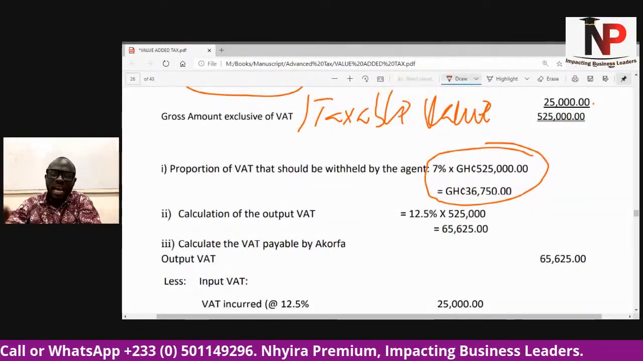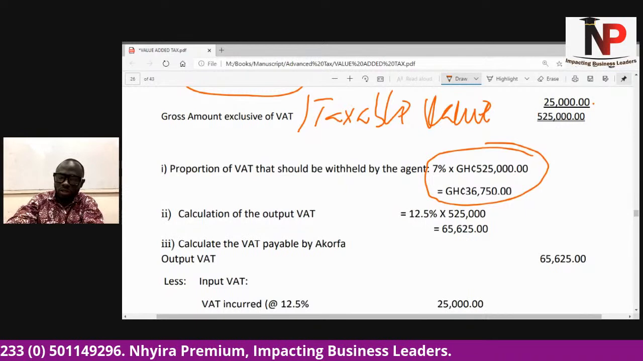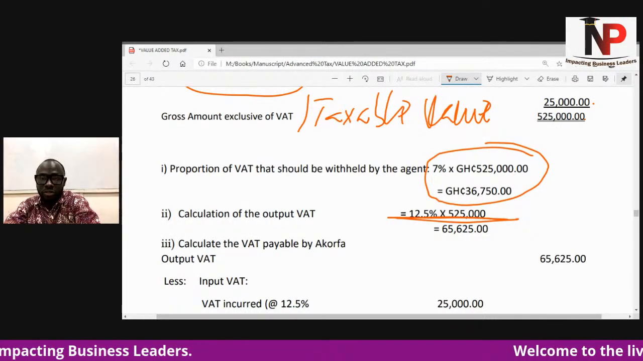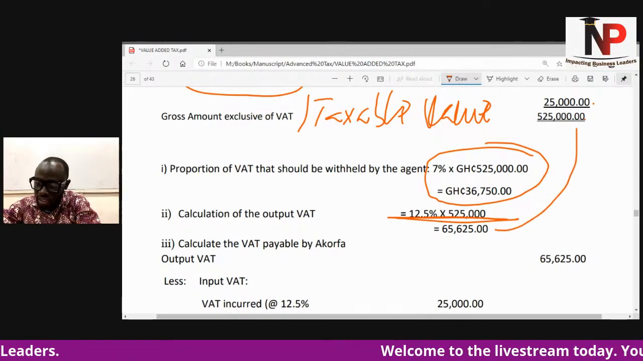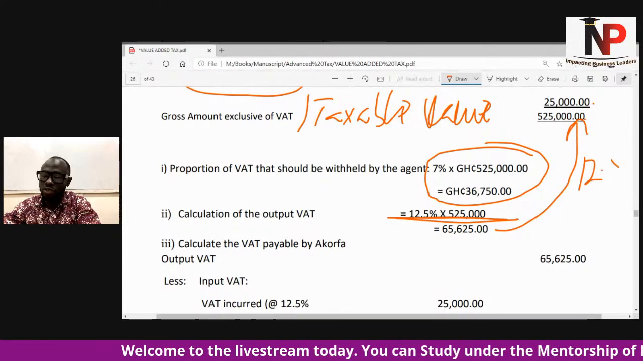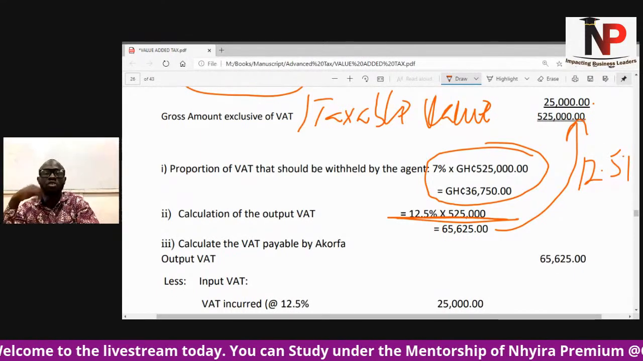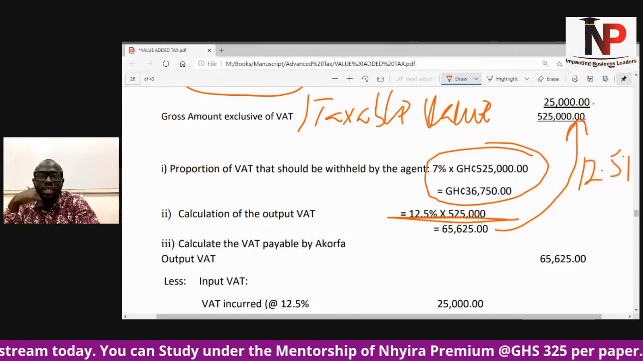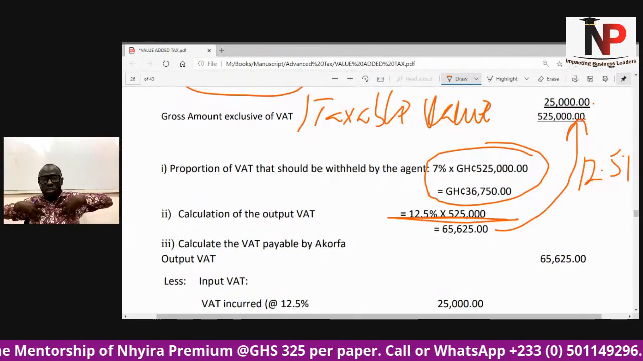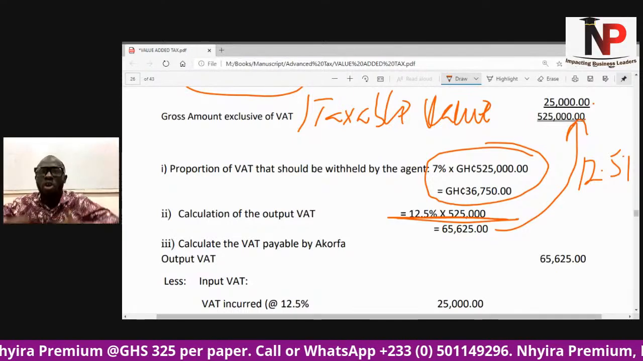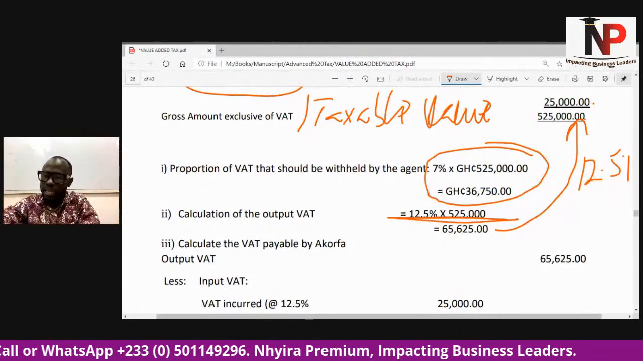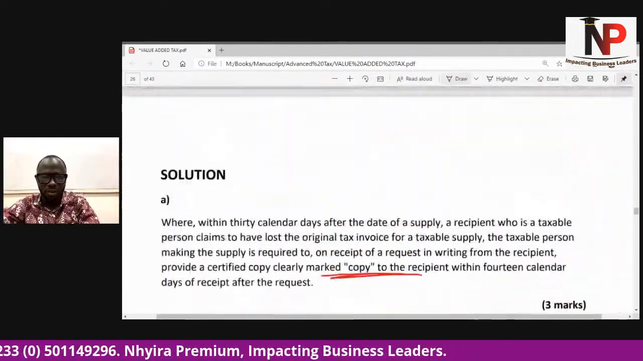Simple. The VAT that he's going to be charging will be what? 12.5% of the taxable value, period. So that is your output VAT. 12.5% of the taxable value. I hope you are getting the principle, because that is what ACCA Vignon will charge. Then let's move on.